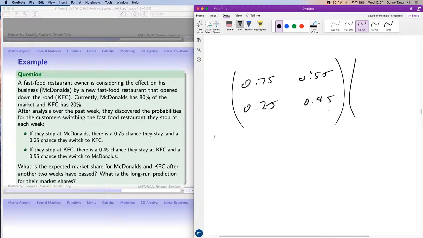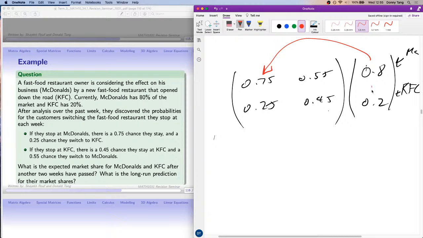And now let's take a look at why the ordering matters. What is our state? McDonald's has 80% of the market share, and KFC is 20%. So we'll make this 0.8, and this is 0.2. This represents McDonald's, this represents KFC. Now we're going to be doing a matrix multiplication. So 0.8, I'll do this in a different color, is going to go to 0.75. 0.2 is going to go to 0.55. And that's going to come into our very first term, added together.